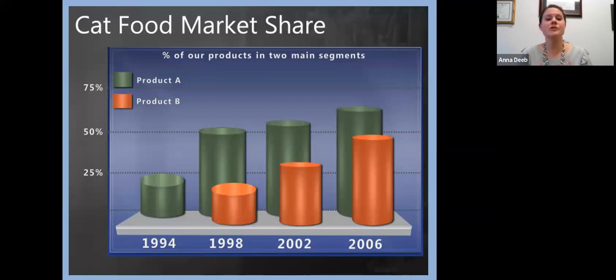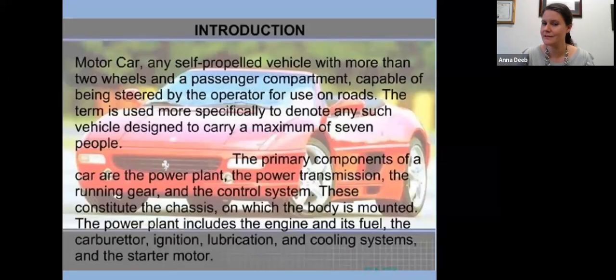All right, so you can share existing graphs or create your own. All right, moving on to a not so great presentation slide. Take a look. You can probably understand what's wrong with this. This is a slide that is supposed to show the different components of a car, including the chassis, the engine, the ignition, lubrication, cooling systems.